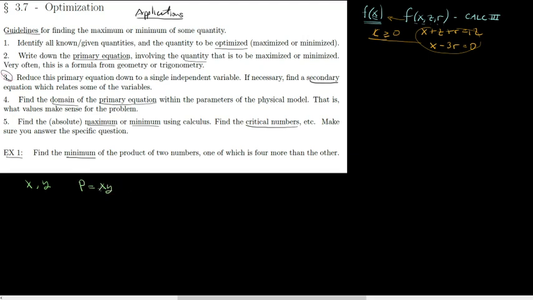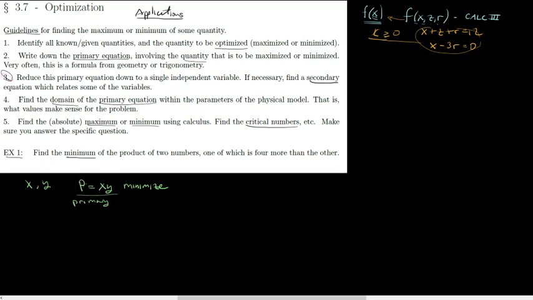Okay, so this is the quantity we want to minimize, right? Minimize this quantity here, right? This is what we're calling our primary equation. So in this case, P is not primary, P stands for product, but it fits both here, right? This is our primary equation. Okay, so how do you minimize something? Well, you take the derivative.